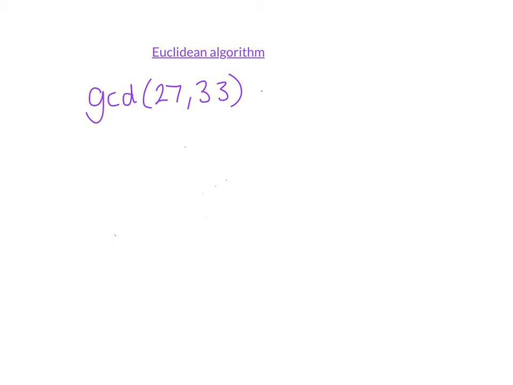Today we're going to be looking at the Euclidean algorithm. We're going to be using it to find the greatest common divisor, which is also known as the highest common factor. We're going to be referring to it as greatest common divisor from now on, or GCD. We're going to be using a method of repeated division to find this greatest common divisor.